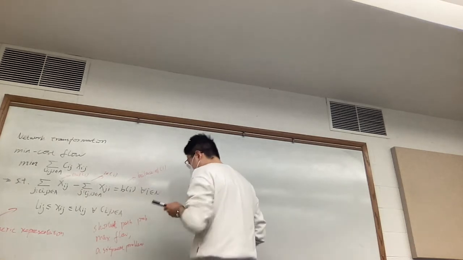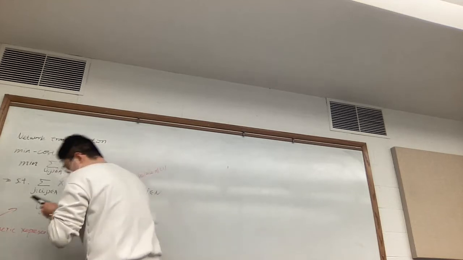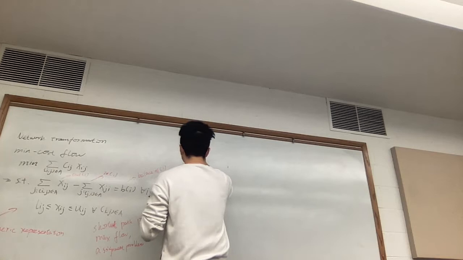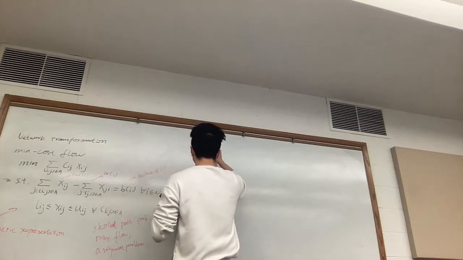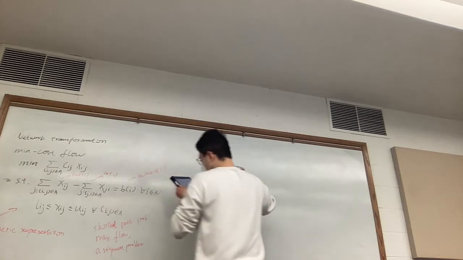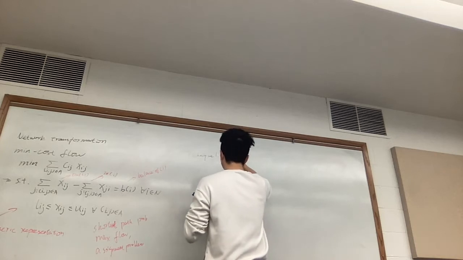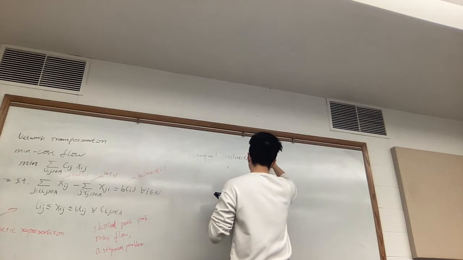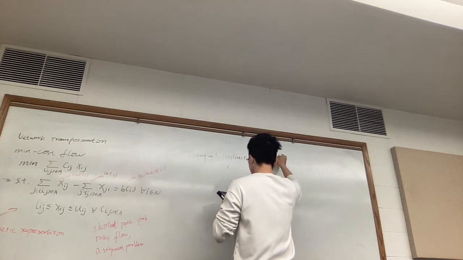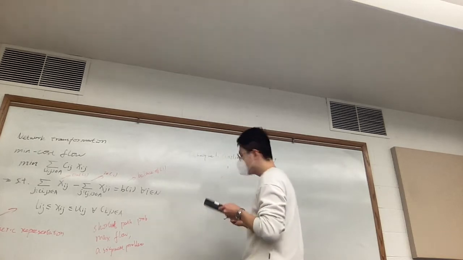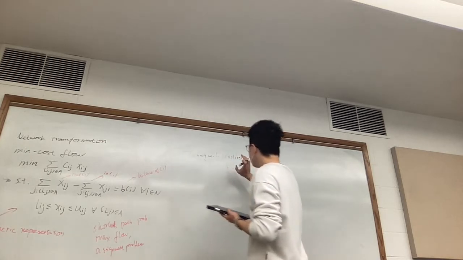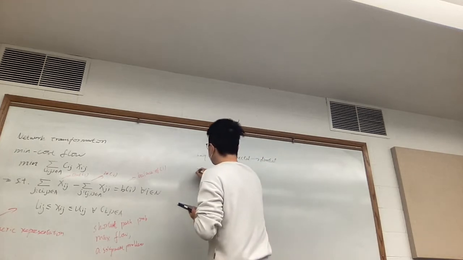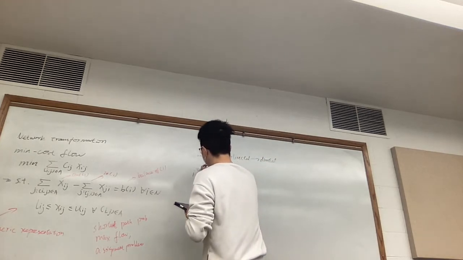Okay, so next, let us introduce the techniques. The first technique, technique 1, is from undirected arc to directed arc. So what does this mean? In some problems, there might exist some undirected arcs, let's say from i.